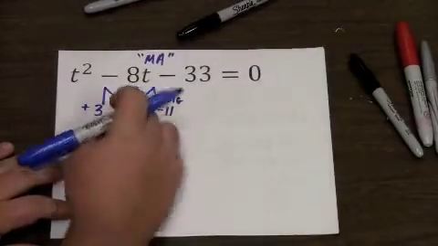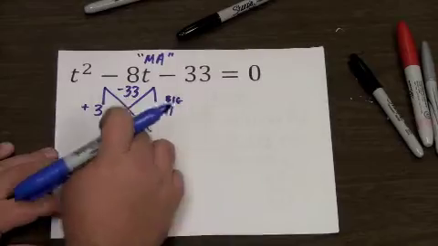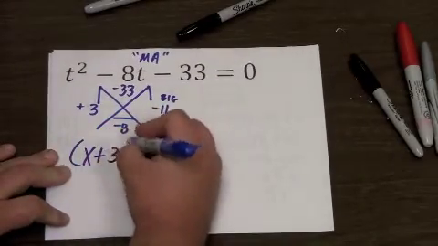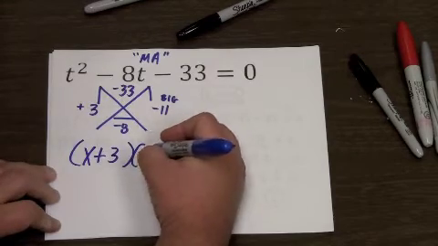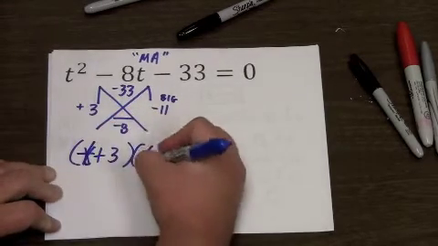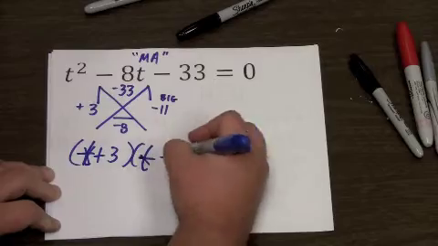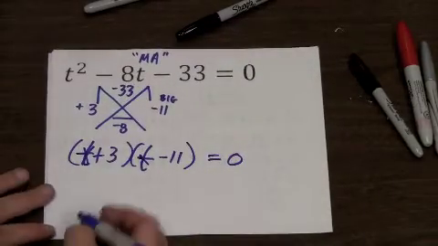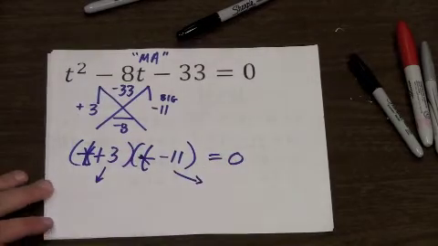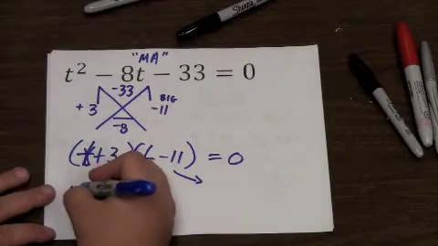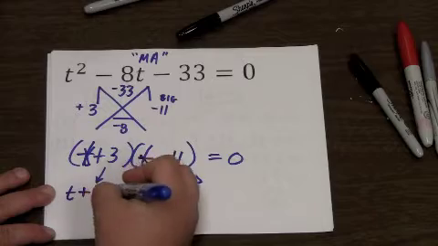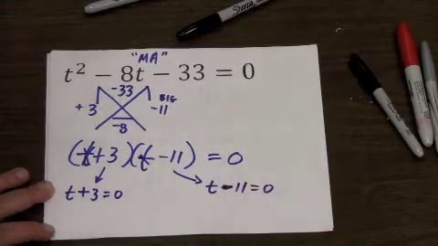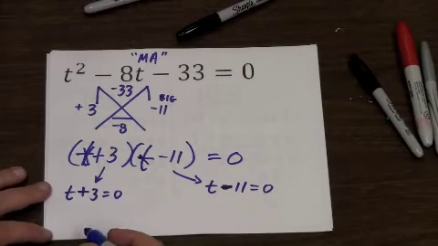3 times negative 11, negative 33. 3 plus negative 11, negative 8. Good. So this breaks up into the factors t plus 3 and t minus 11. And we are solving for t in this case. All right, next part is this: set each factor equal to 0. t plus 3 equals 0, and t minus 11 equals 0. And then you solve each mini equation.